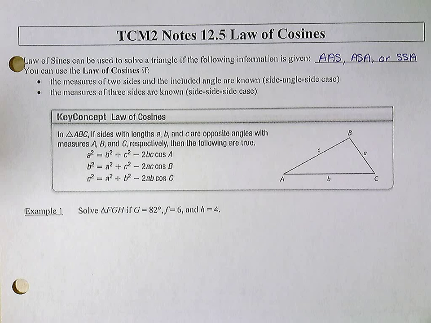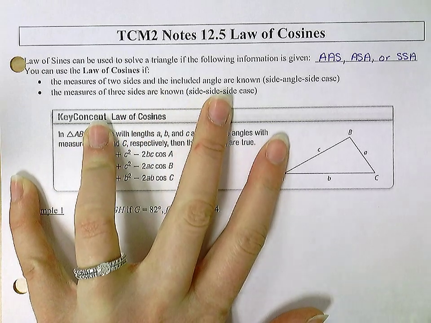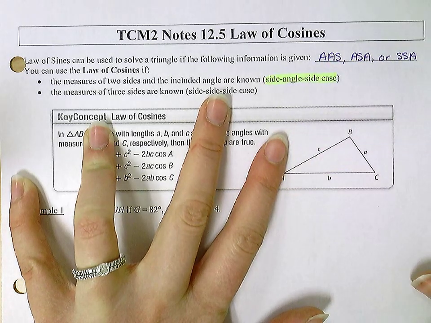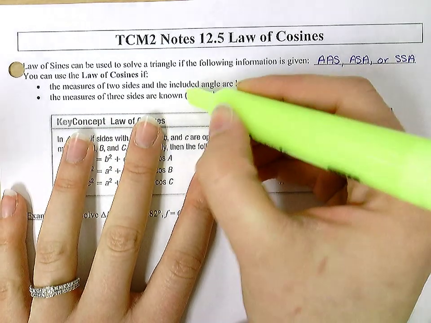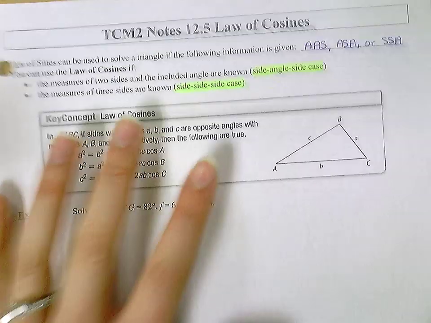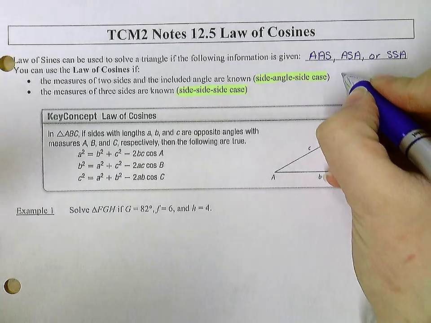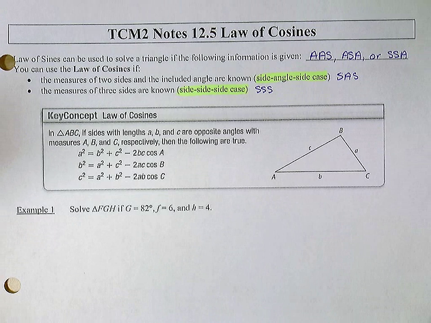Now to use law of cosines, you would need the measure of two sides and the included angle, known as side angle side. So it has to be side angle side, or the measure of all three sides, which is side, side, side. So law of sines is those top three cases. Law of cosines is side angle side, or side, side, side. That's the difference between law of sines and law of cosines.